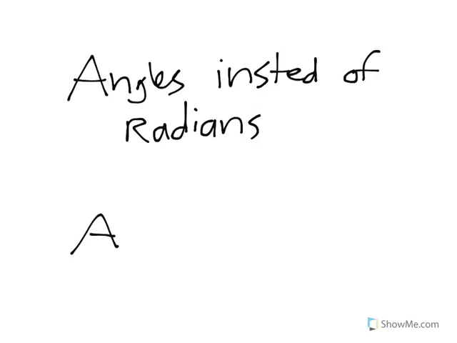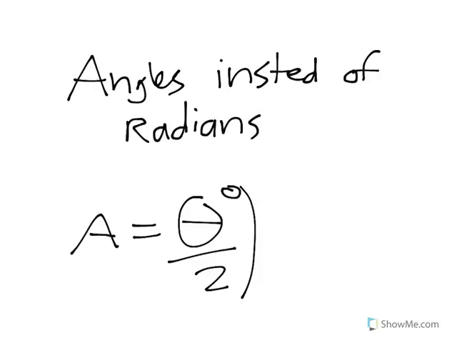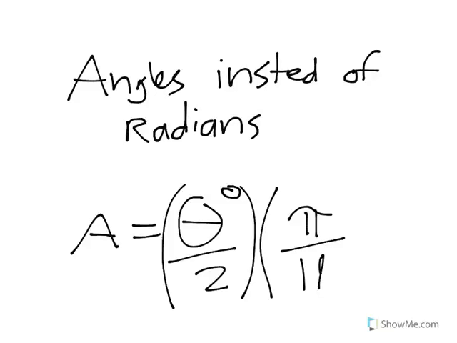Now in the equation we just got, theta can only be used for radian values, and so if you have your values in angles instead of radians, you can use this conversion equation to find the area, which is A equals your theta in degrees over 2 multiplied by pi over 180 times r squared, and that will give you the sector area.